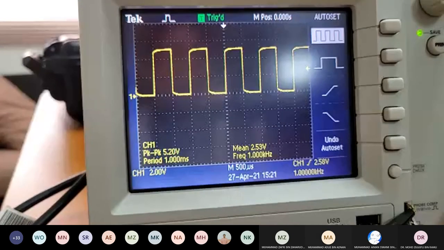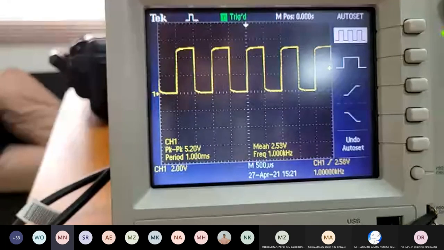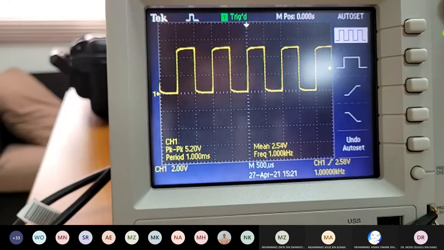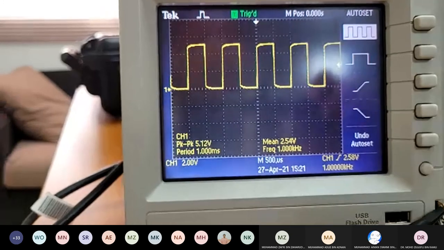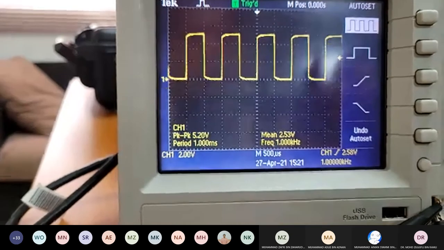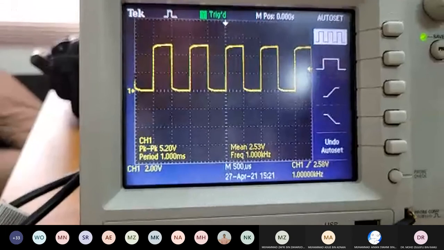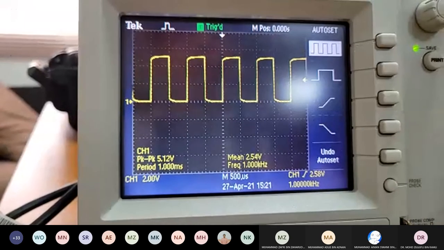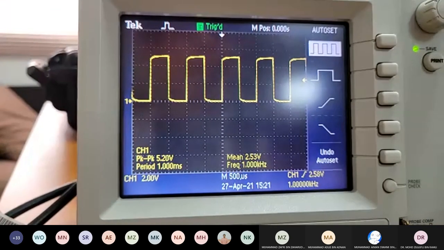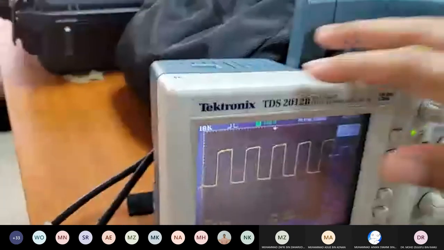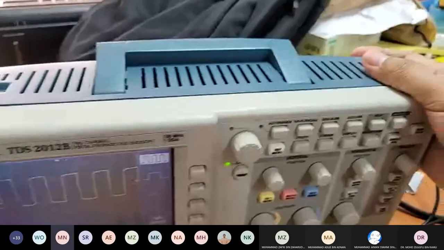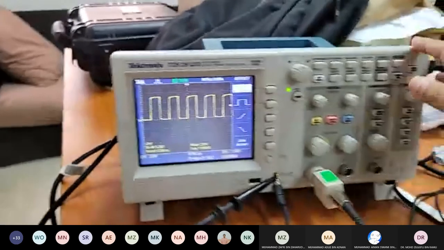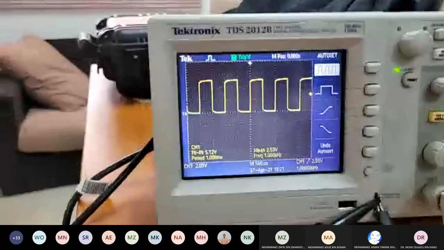Nampak tak gambar oscilloscope saya tunjuk ni? Nampak besar ke kecil? Besar-besar. Sebab saya kat sini nampak kecil je. Okay. So ini oscilloscope lah ni. Ini yang digital, ini kecil. Yang kecil punya lah, dia ada yang besar, macam size lah ada.